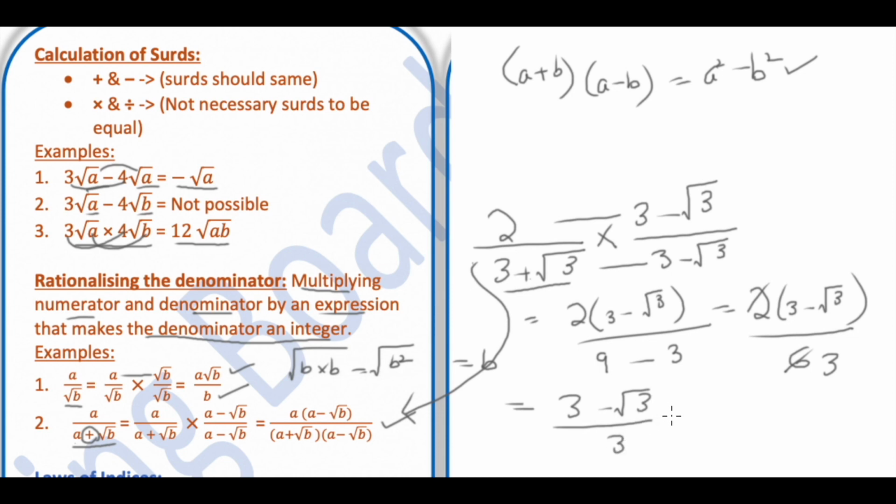And you can further simplify it. You can split the denominator. So you can write it like this: 3 minus under root 3 divided by 3, and the 3 can be cancelled out, and you will get the final answer: 1 minus under root 3 divided by 3. So this is the final answer. 1 minus under root 3 divided by 3.